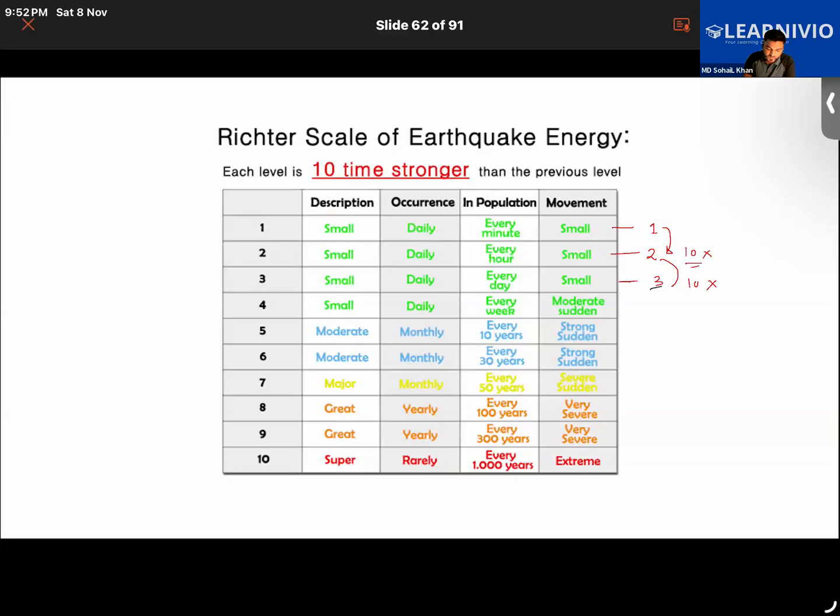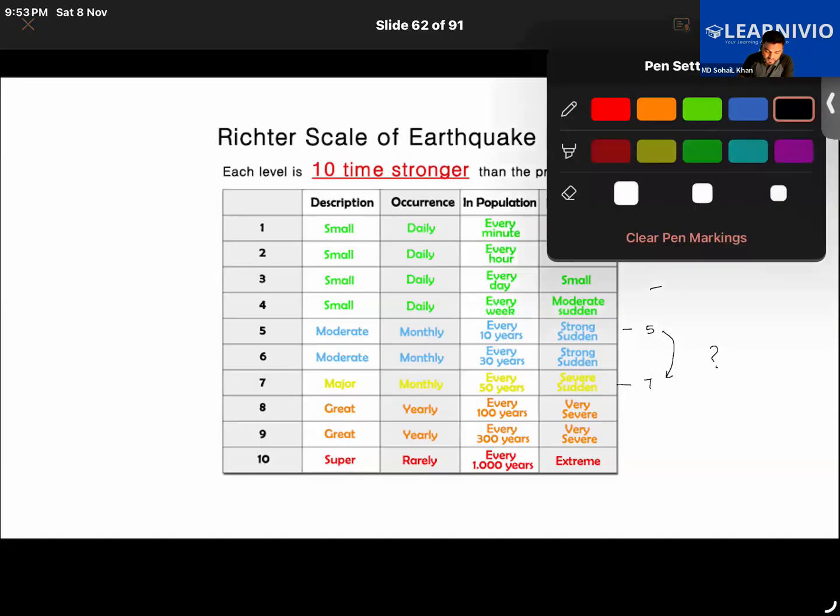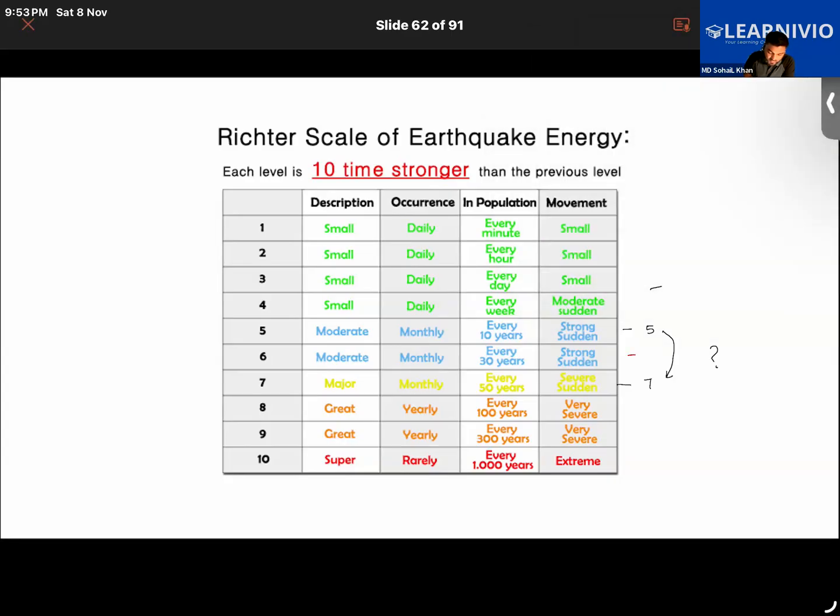Yes, sir. Okay. So you guys answer one question to me. Suppose there is an earthquake of magnitude 5 on the Richter scale, another is 7. So 7 is how many times greater than the magnitude 5? Sir, 20 times. No. Sir, 110 times. Sir, why are you saying 110 times? Look over here. 11 times. Sir, 100 times.